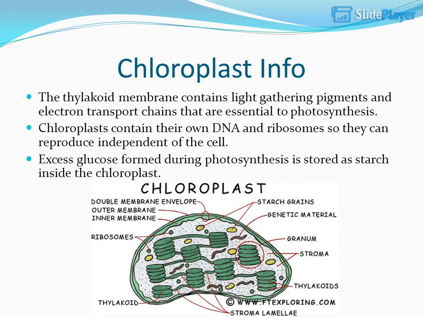The thylakoid membrane contains light-gathering pigments and electron transport chains that are essential to photosynthesis. Chloroplasts contain their own DNA and ribosomes so they can reproduce independent of the cell. Excess glucose formed during photosynthesis is stored as starch inside the chloroplast.